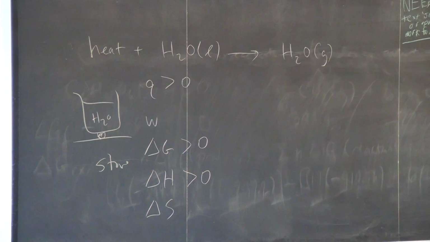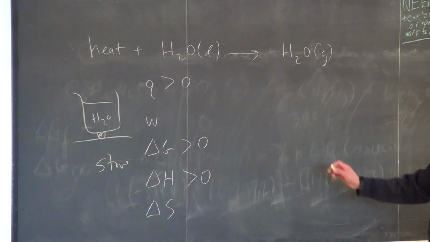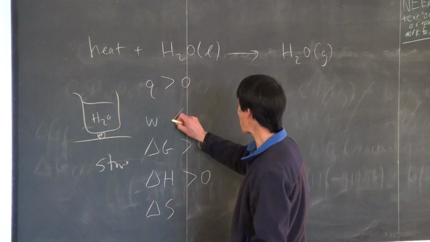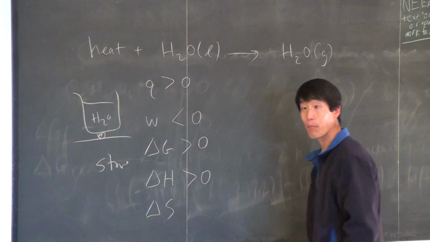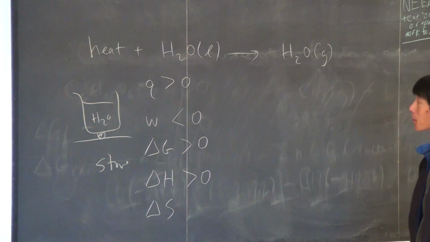Does this reaction produce work? Yes. So can work be greater than 0 or less than 0? Less. Yeah, if a reaction produces work, that means work should be less than 0. Now, how do you know that work is less than 0? Delta N greater than 0.